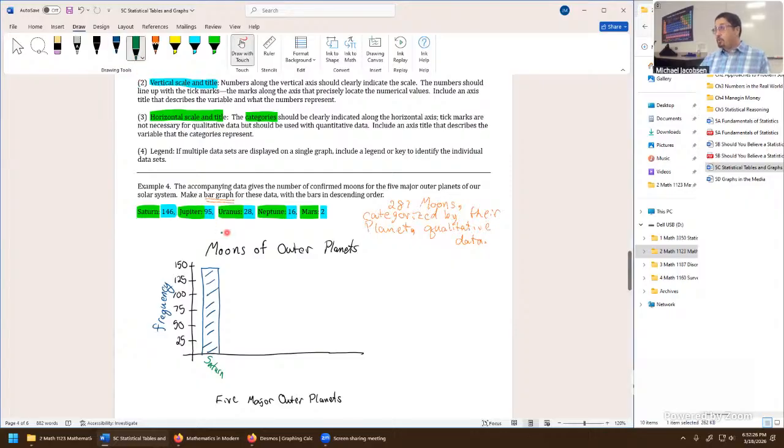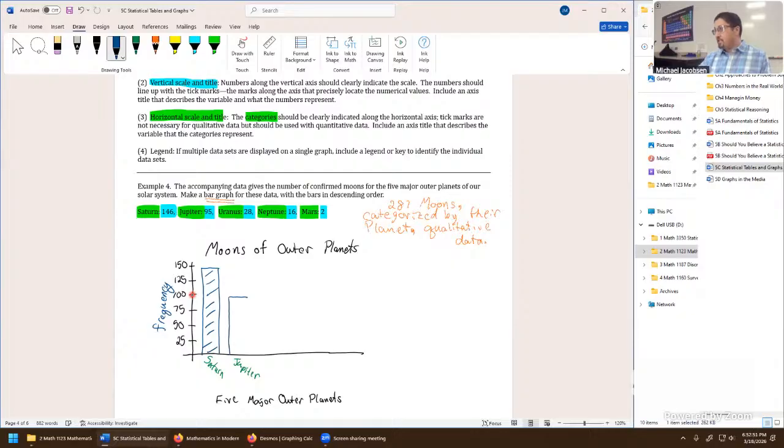Next, we need a category for Jupiter. We'll place this here. Trying to write these diagonally to fit them all in. So Jupiter goes up to 95, so just shy of a frequency of 100. So I'll place a tick mark about there. To my eye, that might not be perfect, but it'll do the job.